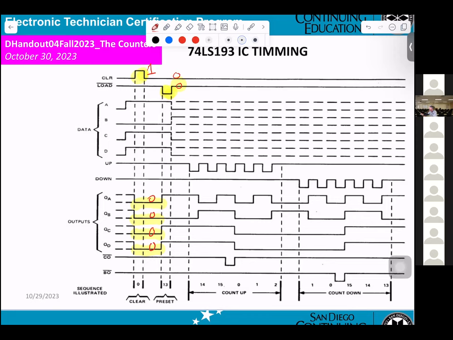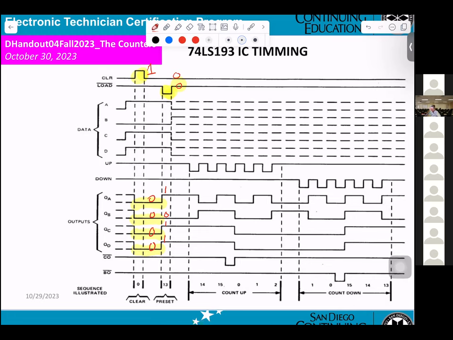Okay. Now, when you apply the load equal zero, okay, then you have to see, okay, QA, QB, QC, QD, what logic? If you're looking into input, QA will be a 1. QB, 0. QC, 1. QD, 1. Before you loading, you get 1101.